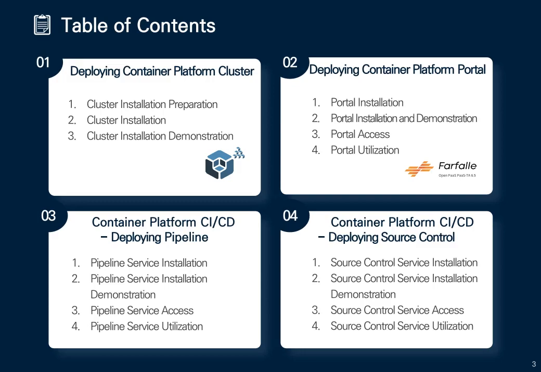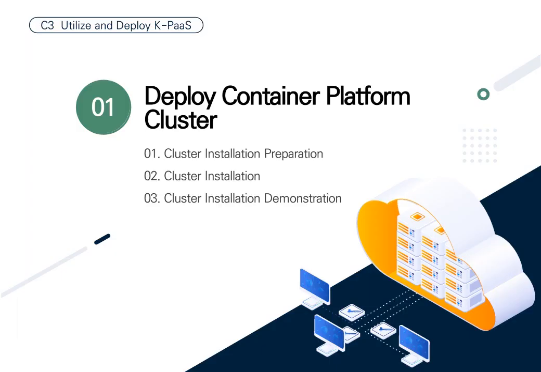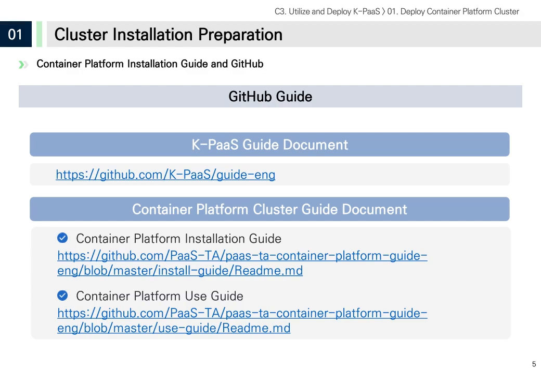Table of Contents. Day 3 consists of 4 chapters: Deploying Container Platform Cluster, deploying Container Platform Portal, deploying Container Platform Pipeline Service, and deploying Container Platform Source Control Service. Section 1. Deploying Container Platform Cluster. Part 1. Cluster Installation Preparation.